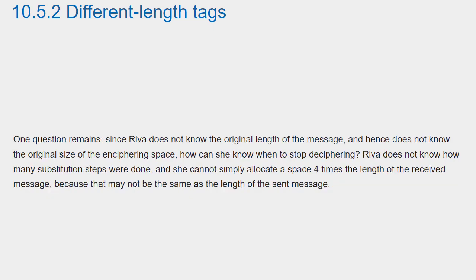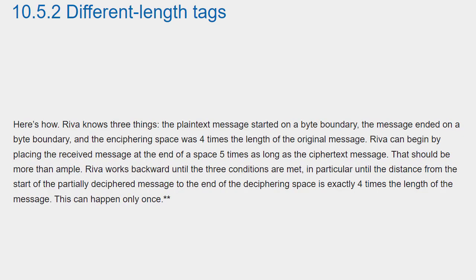One question remains. Since Riva does not know the original length of the message, and hence does not know the original size of the enciphering space, how can she know when to stop deciphering? Riva does not know how many substitution steps were done, and she cannot simply allocate a space 4 times the length of the received message, because that may not be the same as the length of the sent message.